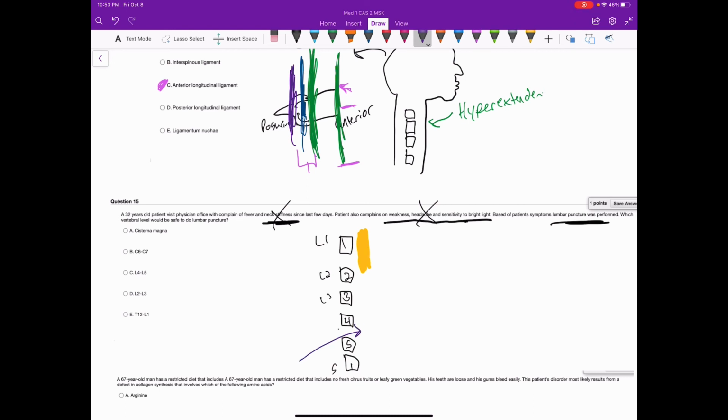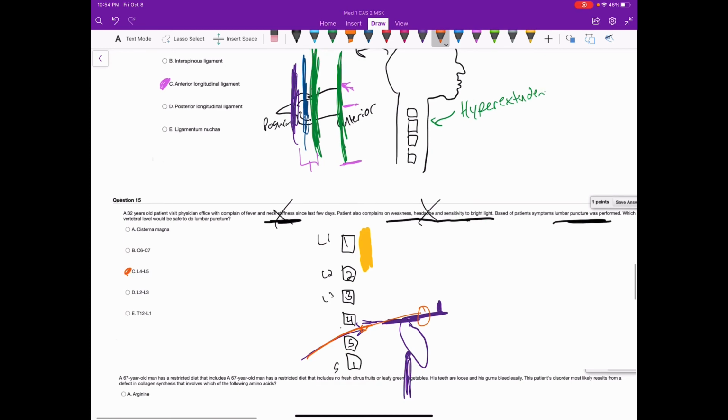and L5. How are you going to know where to do this lumbar puncture? If you have the sacral bone, and the sacral bone has a femur attached to it, you go to the anterior part of the femur and you go directly toward the belly button, on an angle. Right in this region is the L4, L5 region. So the lumbar puncture is going to be through L4, L5. This is going to be your answer.